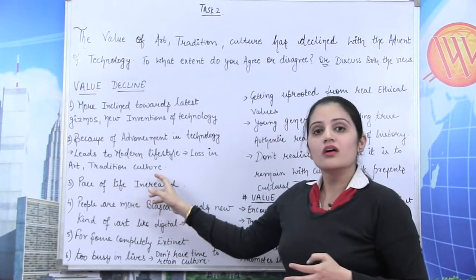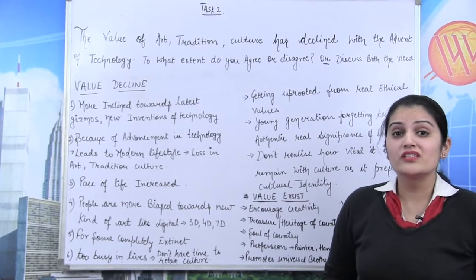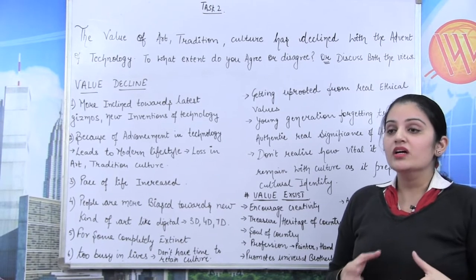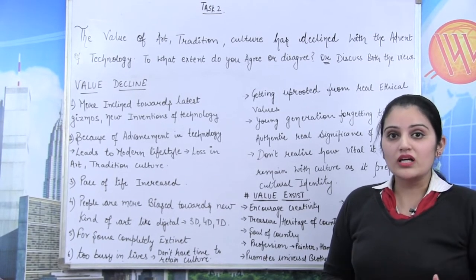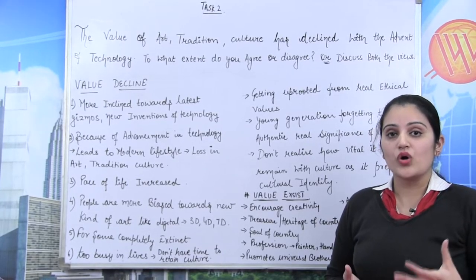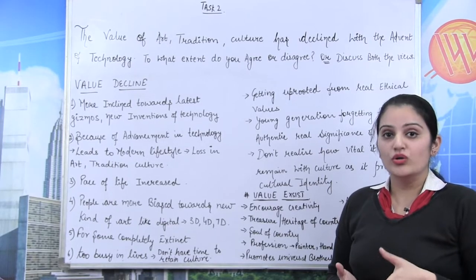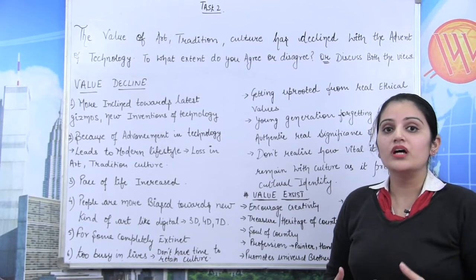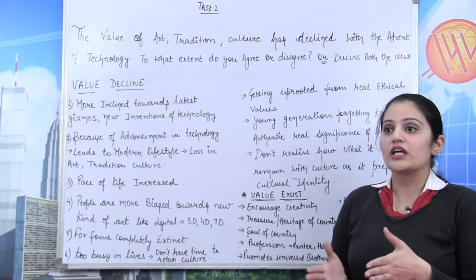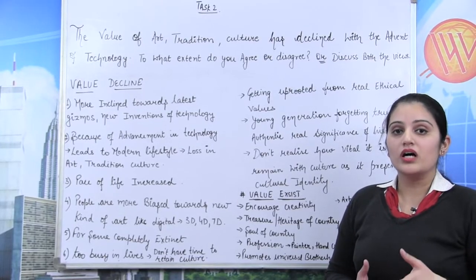The pace of life has increased. Pace of life means the speed of life, and with that speed we don't realize what our real culture is, what the true historical art and culture are, the rituals and customs which are followed and which really help us relate to our true identity. It is taking us away. Technology and modern lifestyles are taking us away from our culture.